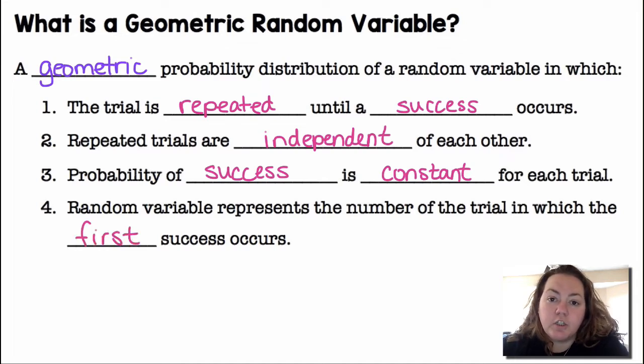So in a geometric distribution, you're going until your first success. So it just keeps going until you get a success. Whereas in a binomial, you have a set number of trials. We don't know the number of trials. We just are going to go until our first success.